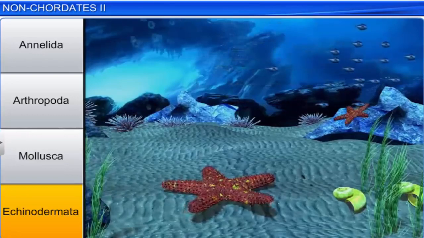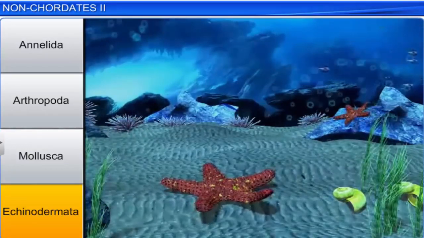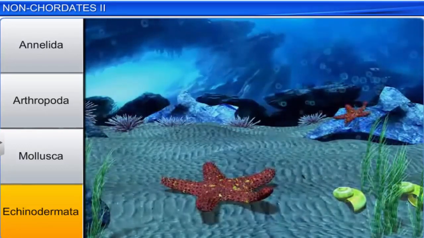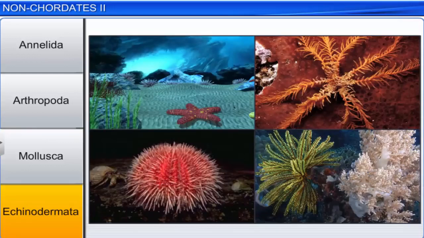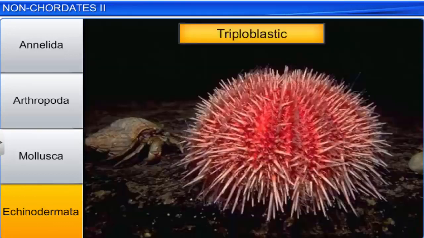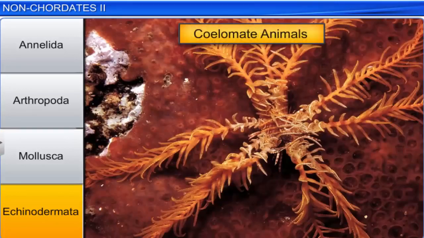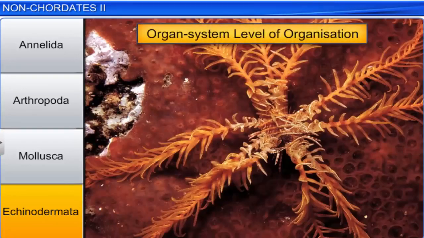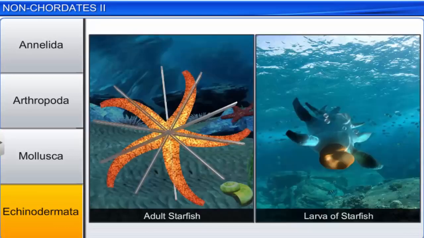The last phylum under non-chordates is Echinodermata. Echinoderms have an endoskeleton made up of calcareous ossicles. They are marine, triploblastic, coelomate animals with organ system level of organization. Adult echinoderms are radially symmetrical, but the larvae are bilaterally symmetrical.